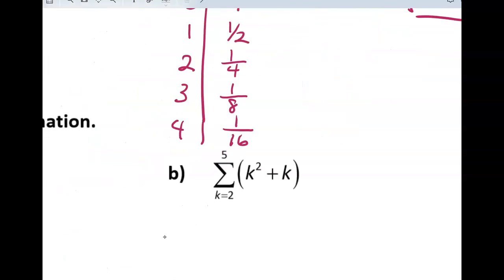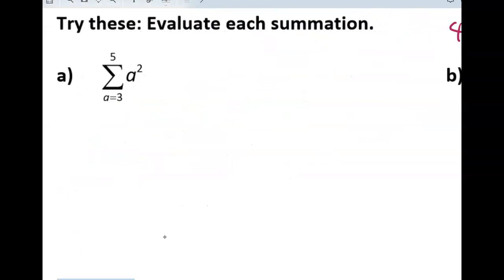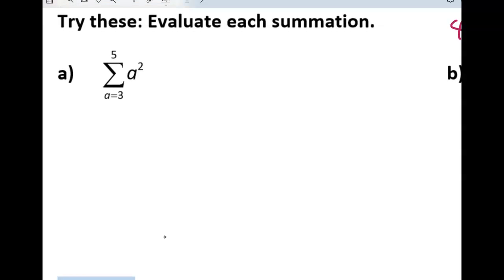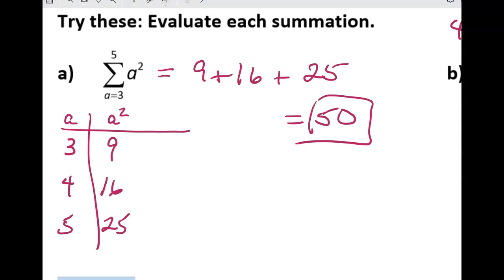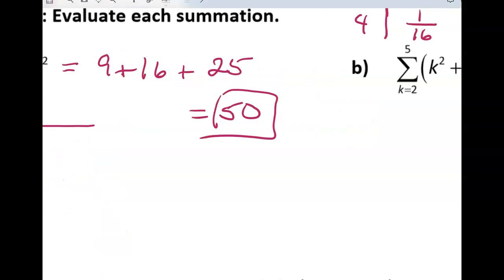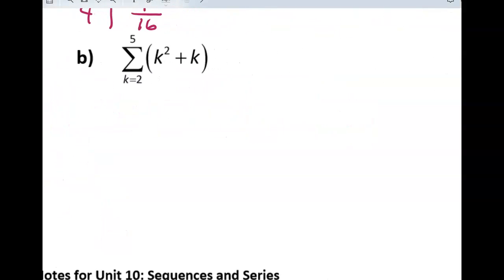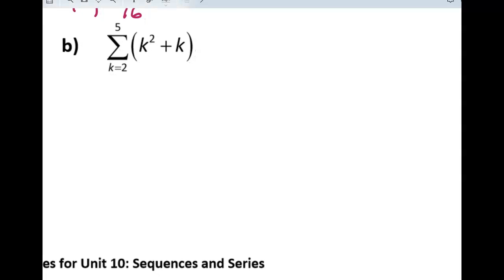All right, a couple for you to try. Try A below. The summation as A goes from 3 to 5 of A squared, and pause the video while you do this. Did you get 50? Good job. All right, now try B. The summation as K goes from 2 to 5 of K squared plus K.